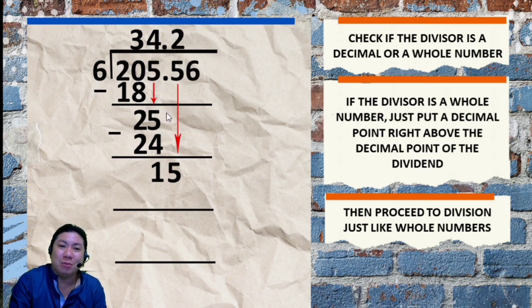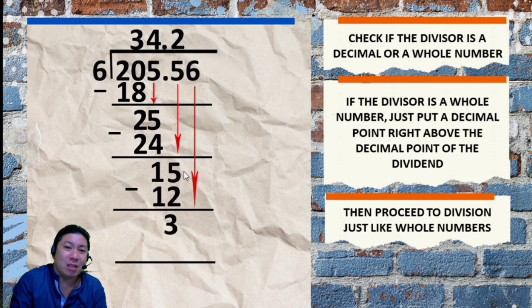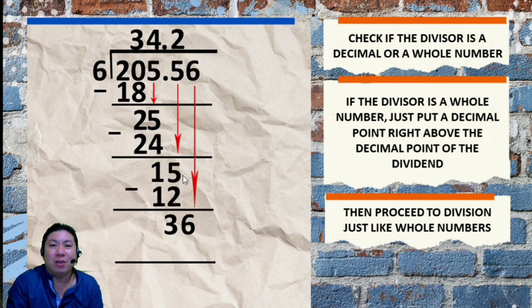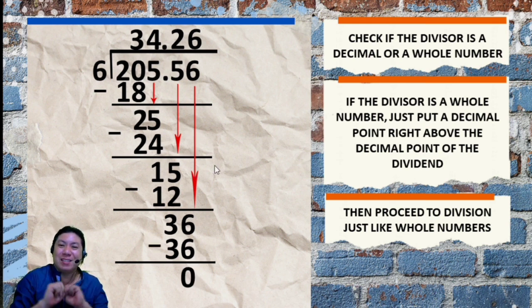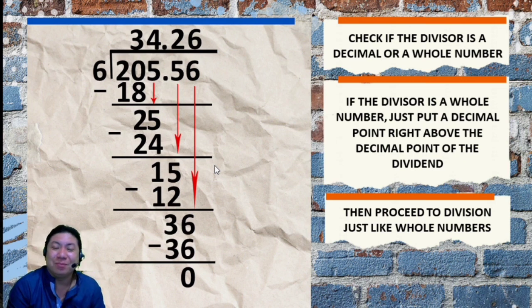25 minus 24 is 1. Bring down 5. And then 15 by 6 is 2. 6 times 2 is 12. 15 minus 12 is 3. Then bring down 6, the last number. And 36 divided by 6 is 6. 6 times 6 is 36. 36 minus 36 is 0. Who got the correct answer? Very good. Let's proceed to the next example.